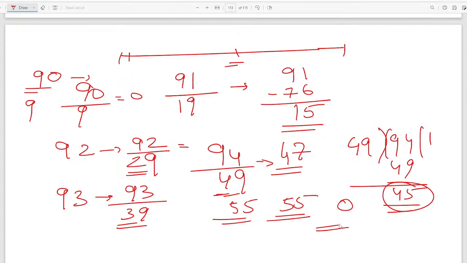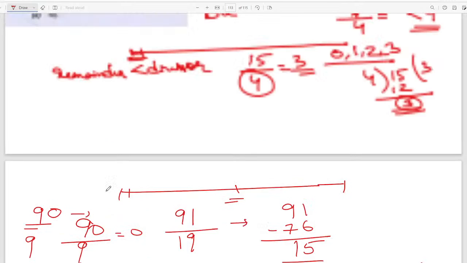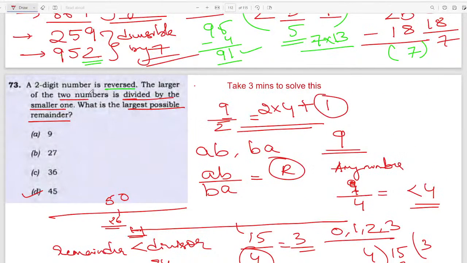If both the digits are the same, I think, if they give that the digits are different, then it would be different. Yeah, then it would be 9. Here they have not given any details about the digits, whether they are different or whether they can be the same also.